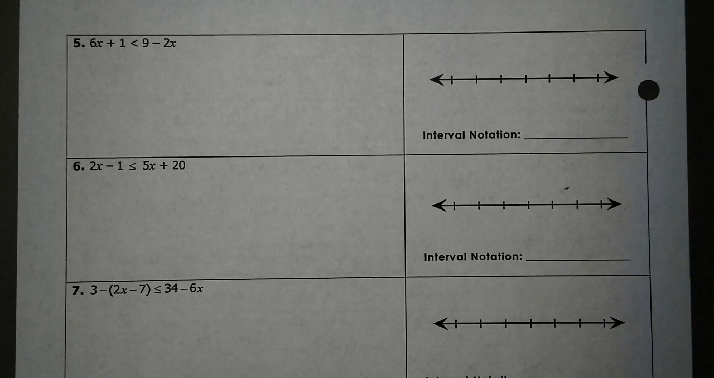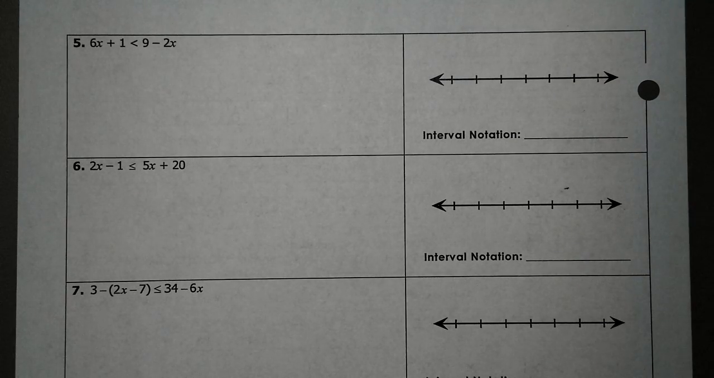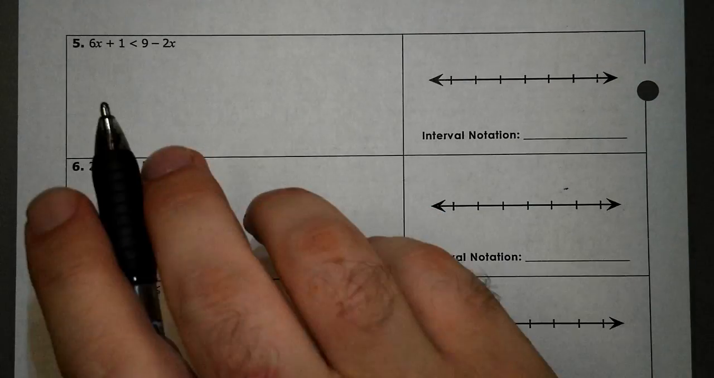Alright guys, this is going to be pretty much like part 2 of the notes of what we did yesterday. Yesterday you focused on inequalities that only had variables on one side, and this one is going to focus on inequalities that have variables on both sides. So let's look at number 5.